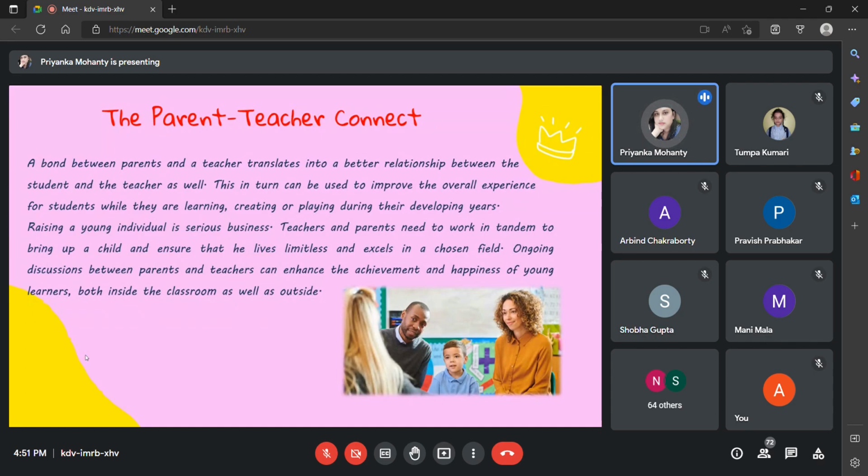Raising a young individual is serious business. Teachers and parents need to work in tandem to bring up the child, ensure that he thrives and excels in a chosen field. Ongoing discussion between parents and teachers can enhance the achievement and happiness of young learners, both in the class as well as outside.